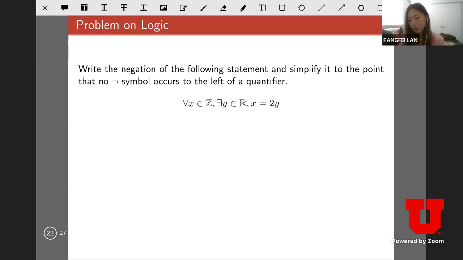It's fine. There exists X in Z. Oh, somebody just wrote the answer for this problem. That's great. Yes, very good. For all X in Z, there exists Y in R such that X is equal to 2Y. And then somebody wrote an answer for this that says, there exists X in Z such that for all Y in R, X is not 2Y. Yes, very good.